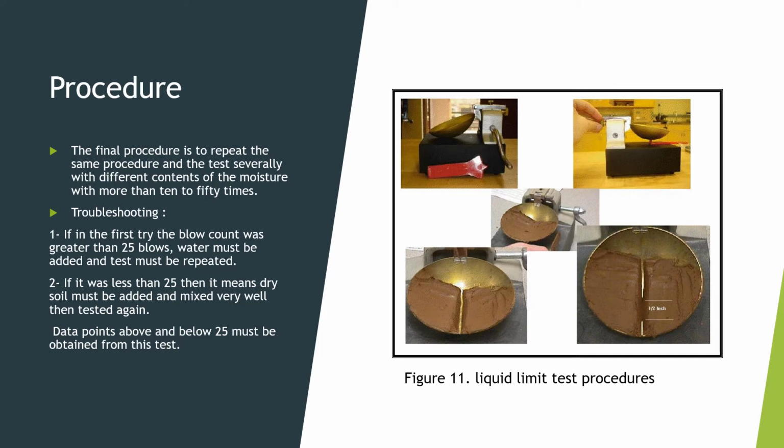Some of the troubleshooting that you may face during the experiment. The first one is if in the first try the blow count was greater than 25 blows, water must be added and the test must be repeated.